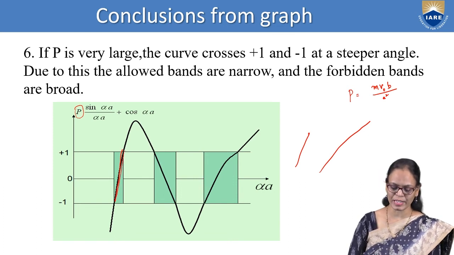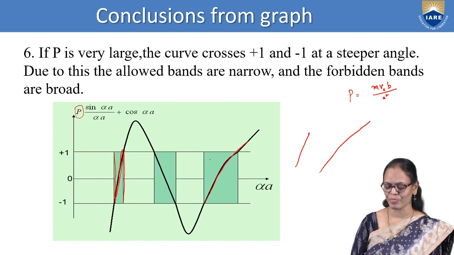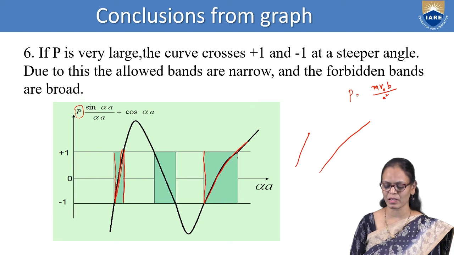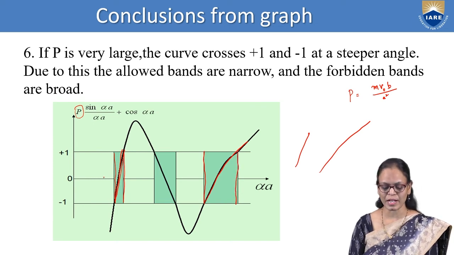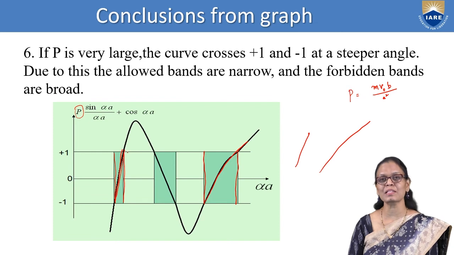Now here, when it is steep, then what is happening? The allowed band is small. But when it is not so steep, what is happening? The allowed band is increased. Are you able to understand? With the value of P, the shape of the curve varies. And with this steepness, the width of the band also keeps on varying.